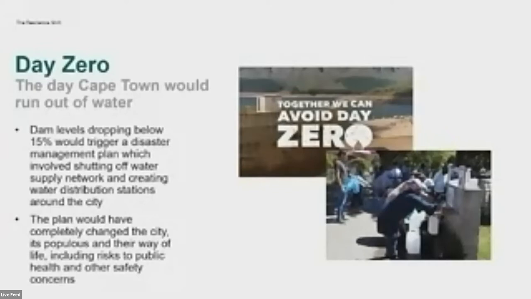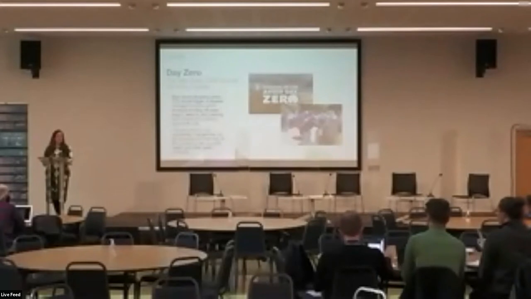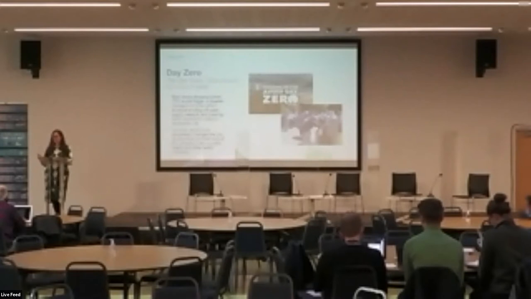Ultimately, the disaster was averted, and this is through a combination of both technical solutions, such as reducing the water pressure that was distributed, and also through individuals changing their habits, including reducing the amount of water that they consumed, and also installing rainwater collection tanks, personal ones on their own property. And the campaign to avoid Day Zero undoubtedly helped the city to avoid the implementation of this disaster management plan.